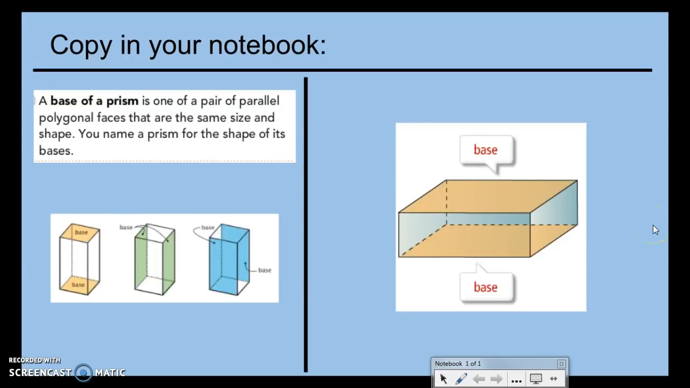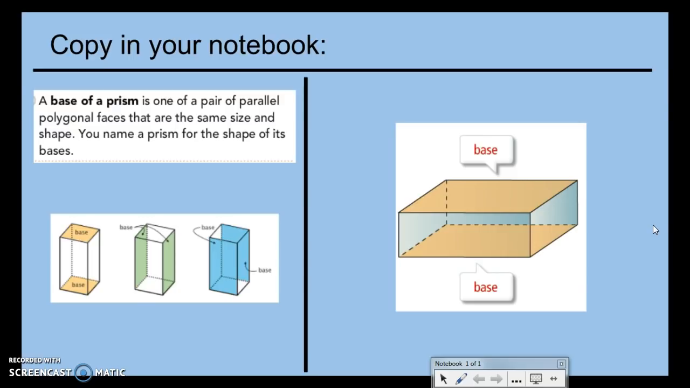Alright, and you also need to copy this down. Sorry, I told y'all there's a lot of notes today and a lot of information. The base of a prism, you're actually going to have several bases for a prism. The base is one of a pair of parallel polygon faces at the same size and shape. You name a prism for the shape of its base.